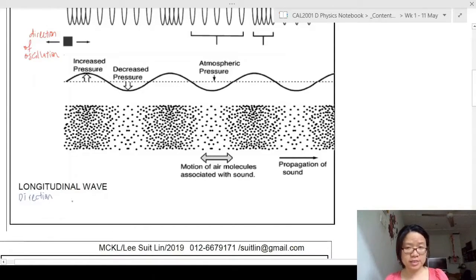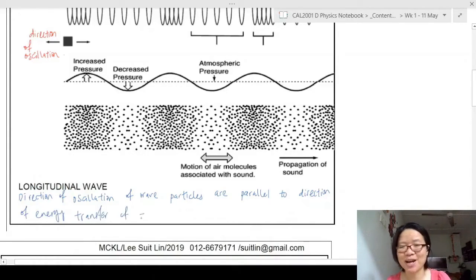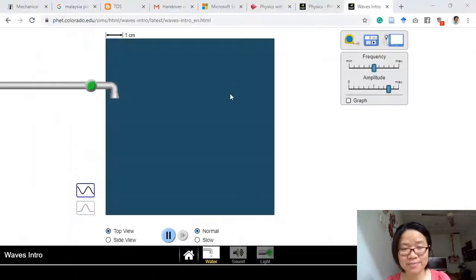So transverse, propagation and oscillation are 90 degrees. Longitudinal, the direction of oscillation of wave particles and the direction of energy transfer, if you want to write a bit less words, is parallel. All right. So after this, I'm showing you a GIF.